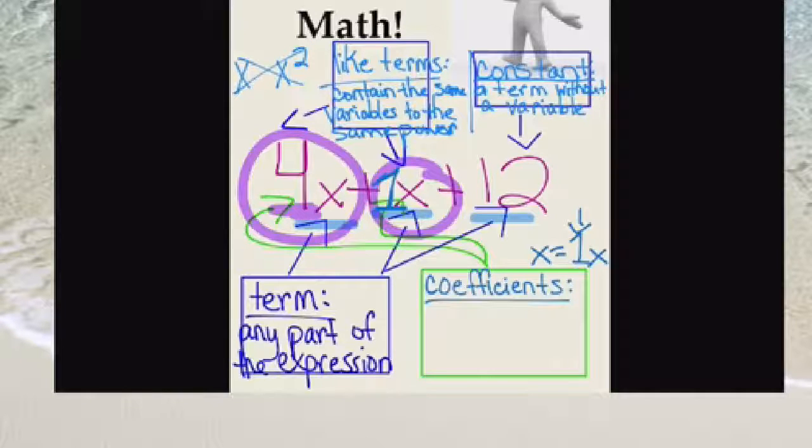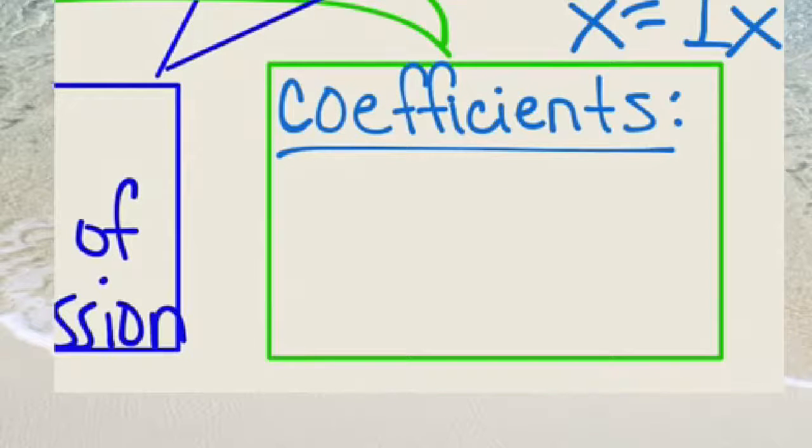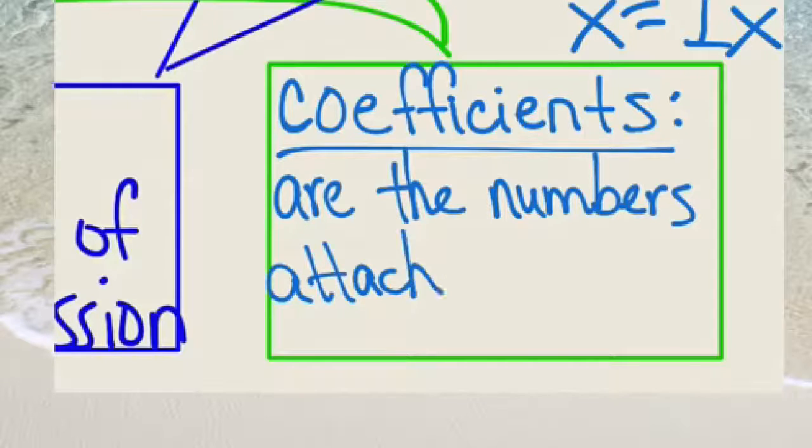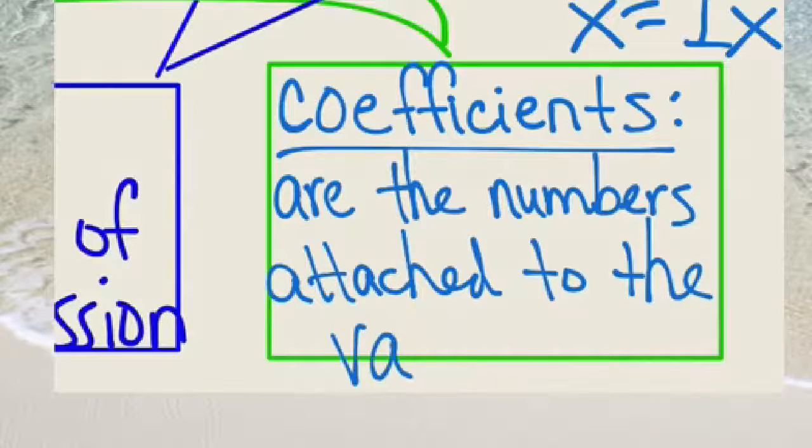And let's write down our definition for coefficient. Before we move on. So coefficients are the numbers attached to the variables.